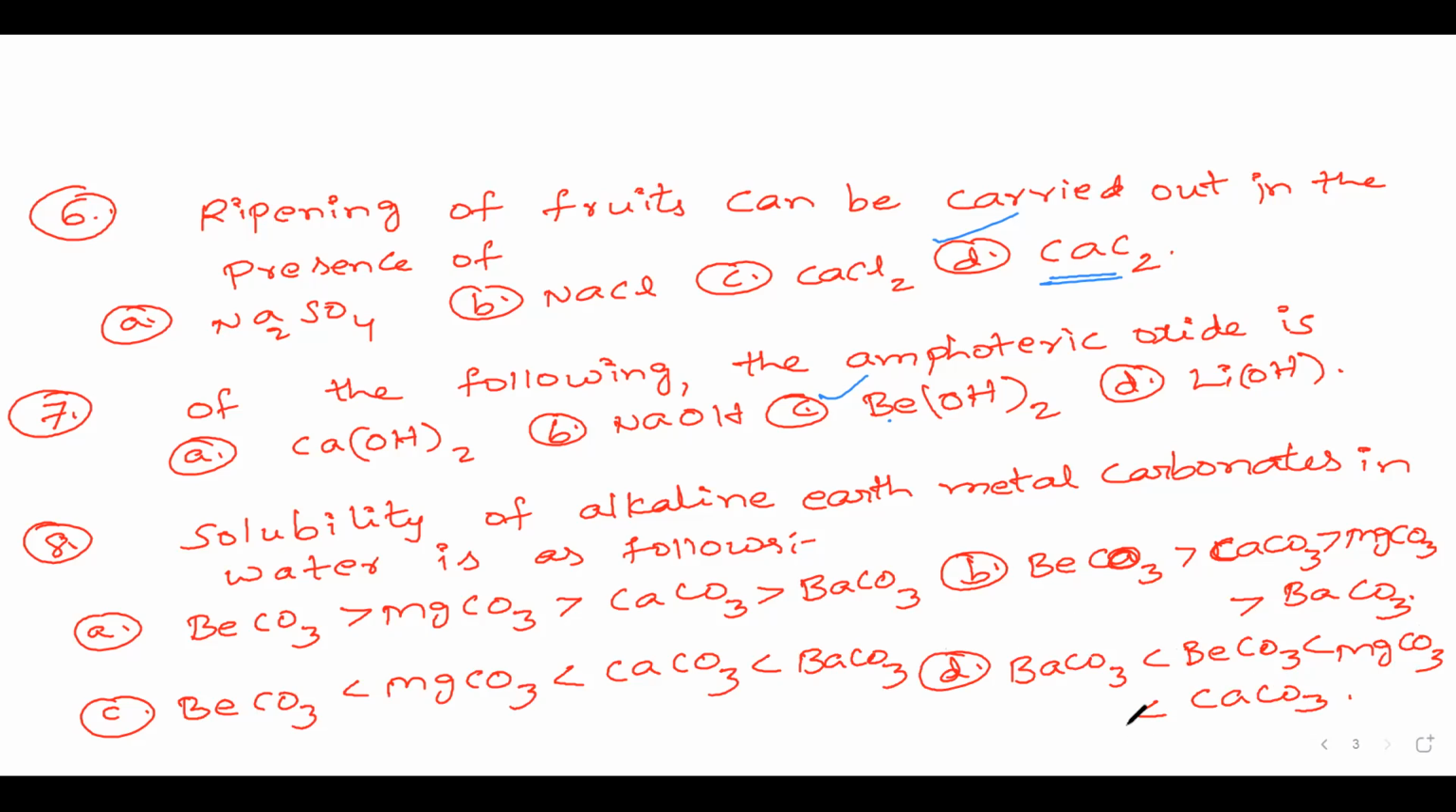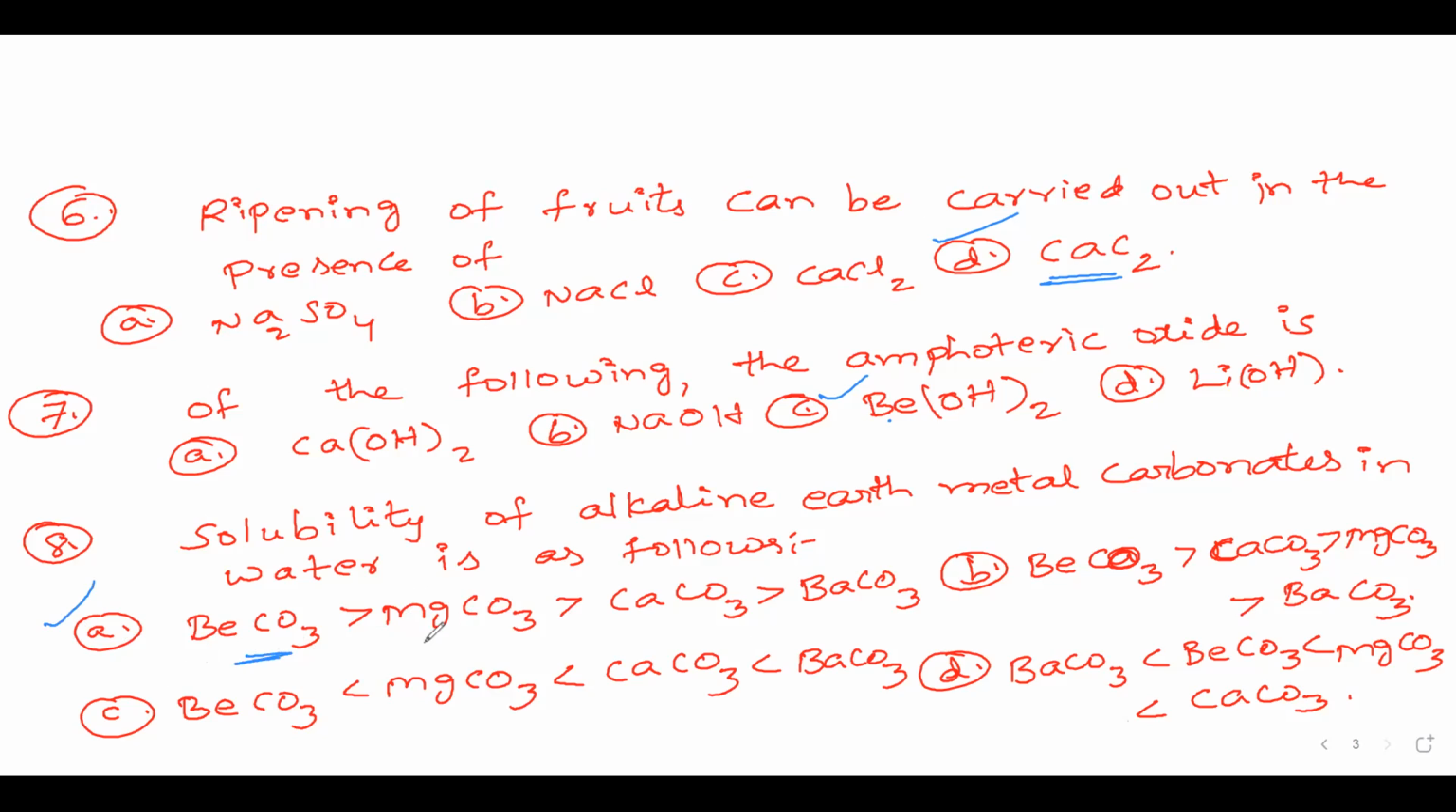So the solubility of alkaline earth metal carbonates in water is as follows. So which is the right option we have to say. The answer is the first option. The solubility decreases down the group. Since solubility decreases down the group, the answer is the first option.